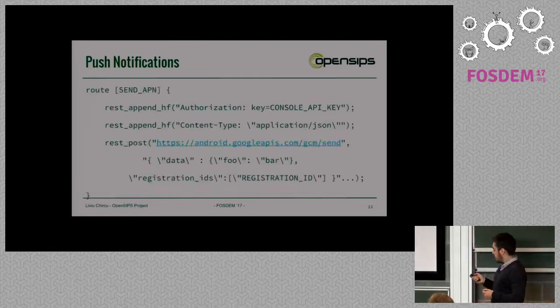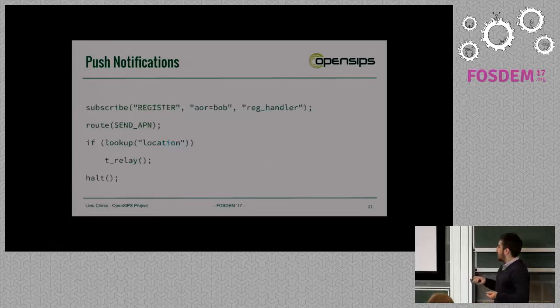We append some headers and make a post using the REST client module. And then I went back. And now we will fork to the existing branches and halt the execution. I think, yeah, I've also added the handler.